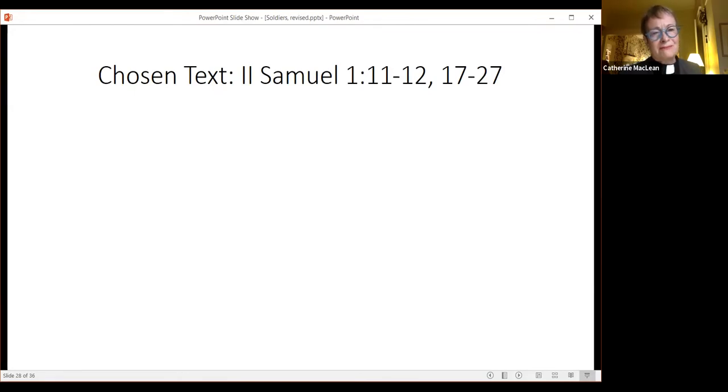Saul and Jonathan, beloved and lovely. In life and in death, they were not divided. They were swifter than eagles. They were stronger than lions. O daughters of Israel, weep over Saul, who clothed you in crimson, in luxury, who put ornaments of gold on your apparel. How the mighty have fallen in the midst of the battle. Jonathan lies slain upon your high places. I am distressed for you, my brother Jonathan. Greatly beloved you were to me. Your love to me was wonderful, passing the love of women. How the mighty have fallen, and the weapons of war perished.